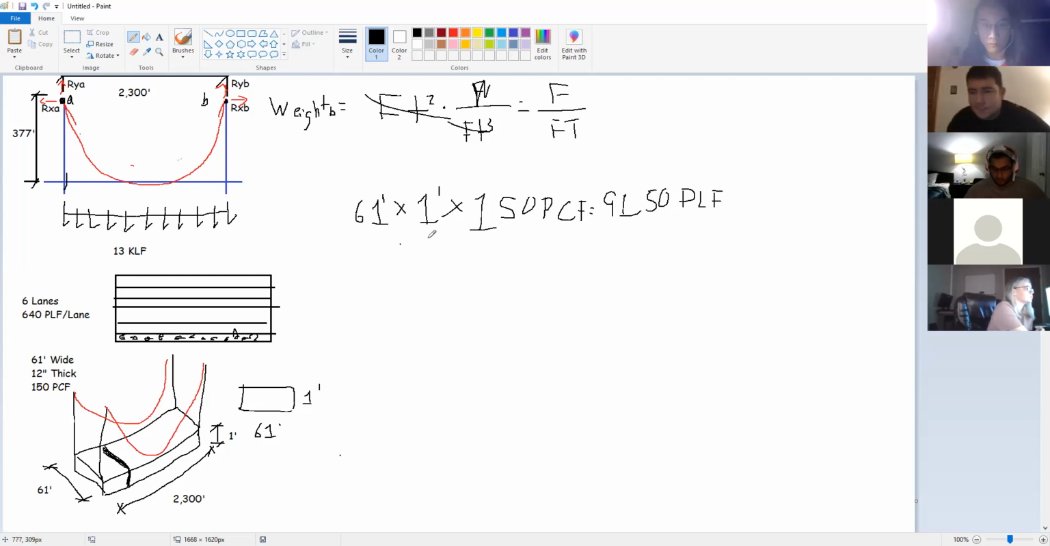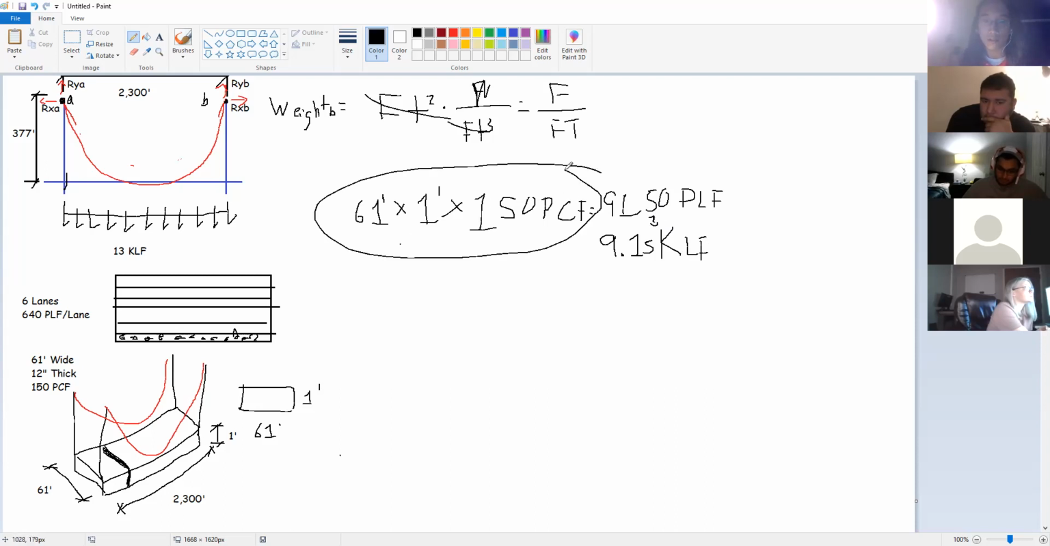So we got 9,150 pounds per linear foot. We can simplify this because one kip is 1,000 pounds, so we can just divide this by 1,000. You get 9.15 kips per linear foot. This is the same exact measurement.